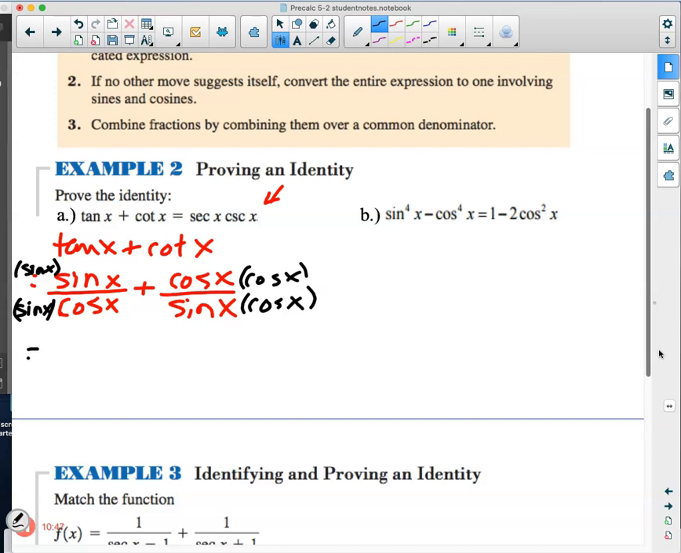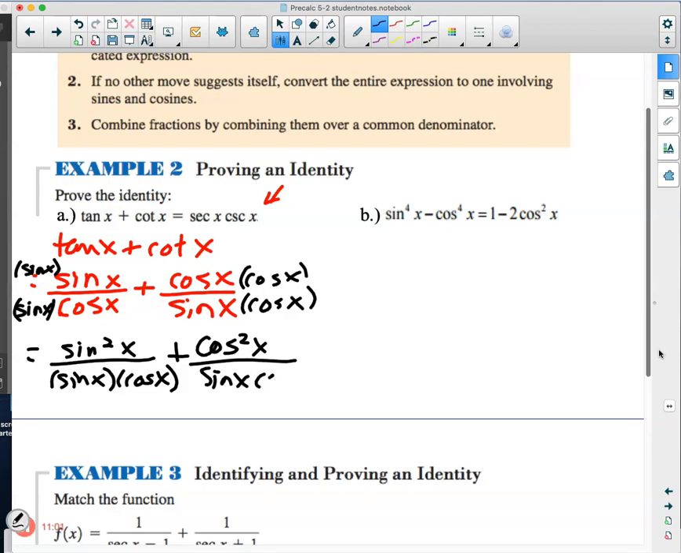So now my first fraction will say sine squared x over sine of x times cosine of x plus cosine squared x over sine of x cosine of x. Anybody see anything good that's going to happen here? Everybody see it? Okay, on the top there, we can now put those together. We've got sine squared x plus cosine squared x over sine of x times cosine of x.